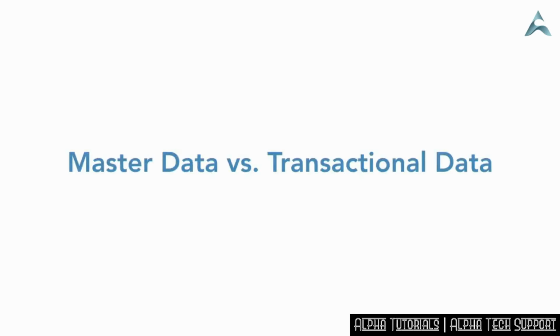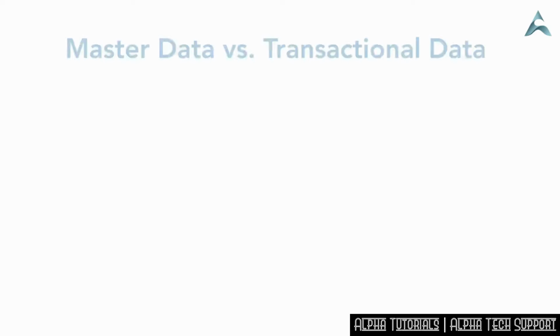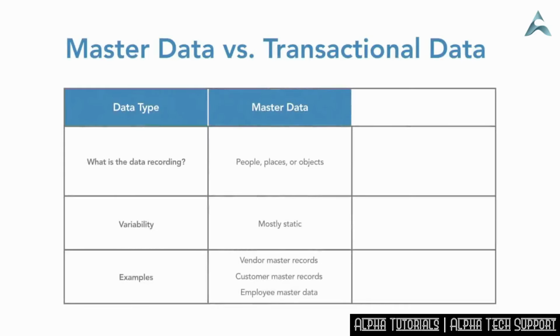In SAP, you'll often hear about two types of data, master data and transactional data. Let's take a look at the differences between the two. Master data refers to all the information that deals with people, places, or objects in the system. Master data is the foundation that the database is built on.